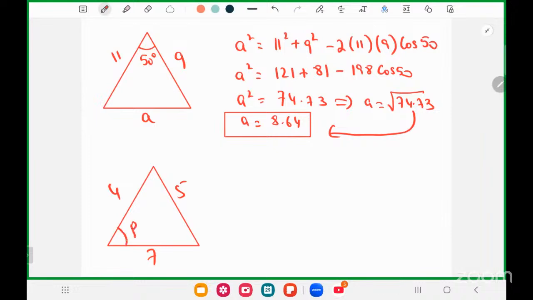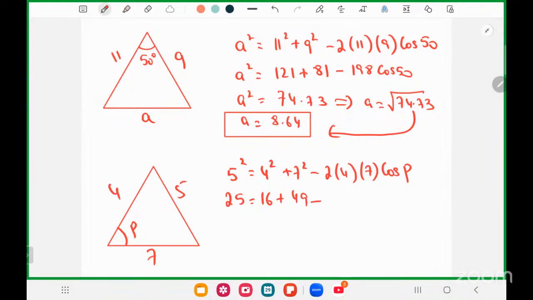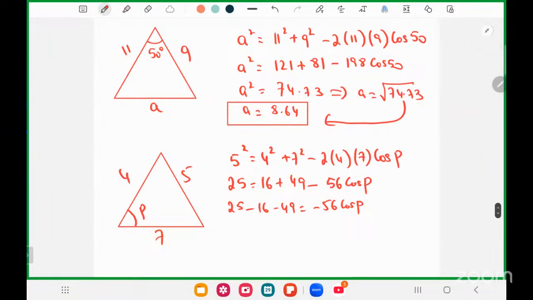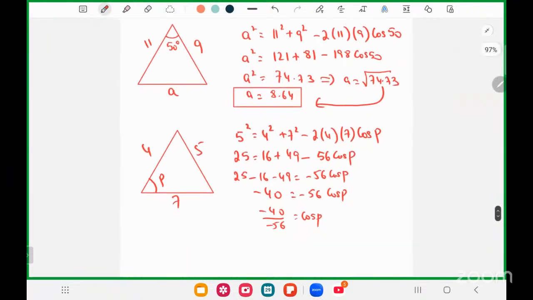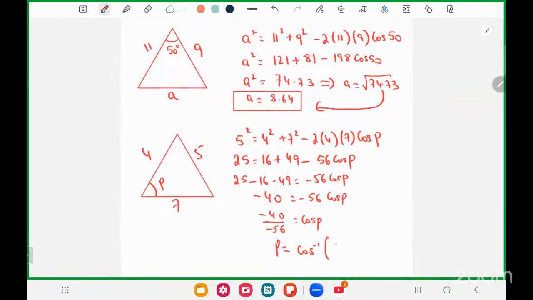Let's say I need to find this. So जिसके सामने वाला एंगल चाहिए वो a है. 5 square is 4 square plus 7 square minus 2 into 4 into 7 into cos p. 25, 16, 49 minus 56 cos p. 25 minus 16 minus 49 is minus 40, minus 56 cos p. P is equal to cos inverse 40 upon 56.